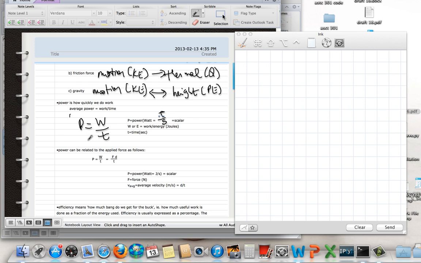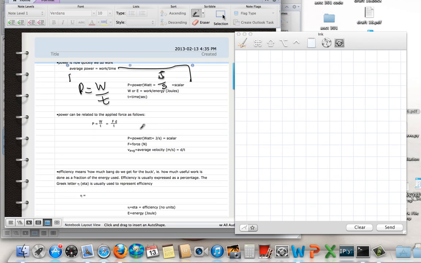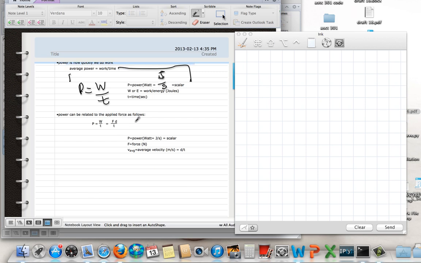Now we can do a little derivation there. Put a box around that one first. I don't know why it's not completing that box, but you can do so. We could do a little derivation. If power is work over time and work is force times displacement, we see here that we have displacement over time, which is, of course, an average velocity.